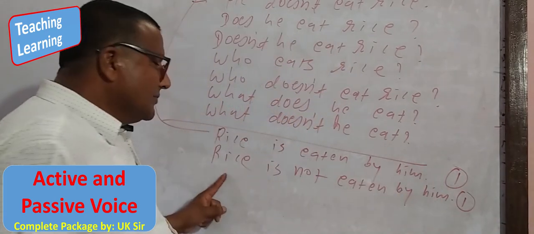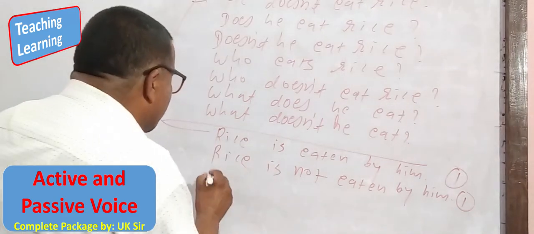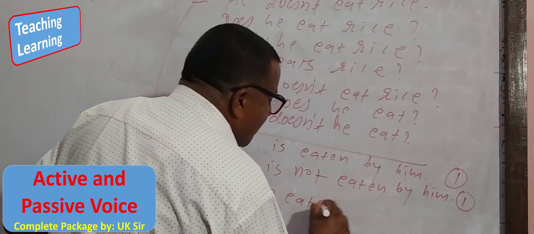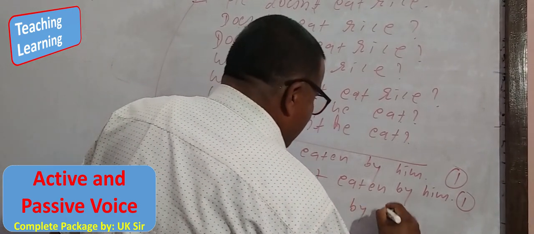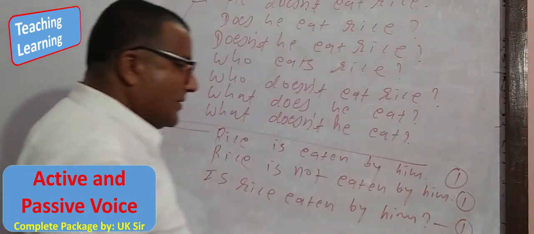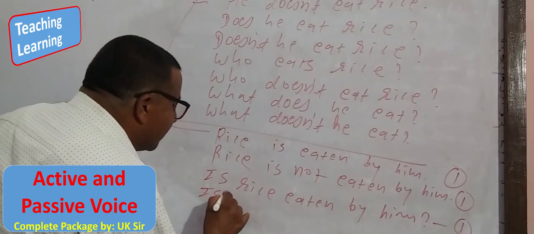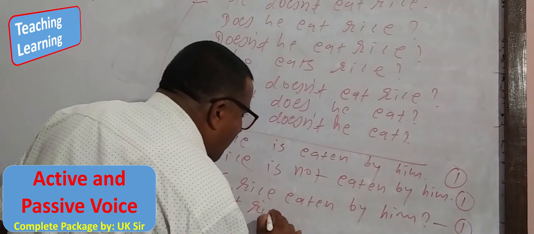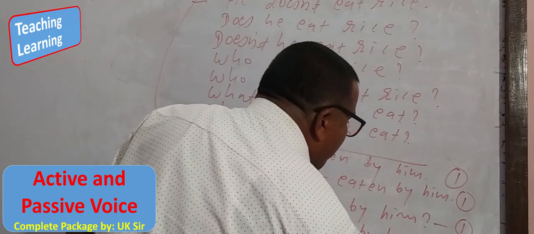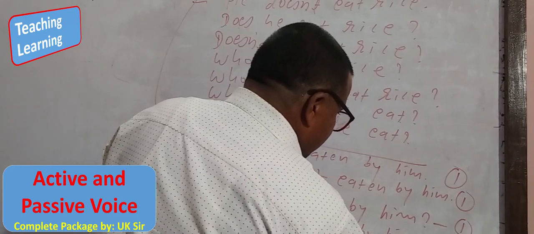Same, we can use the yes-no question in passive voice also. Is rice eaten by him? This is one different structure. And negative: isn't rice eaten by him? Other way.